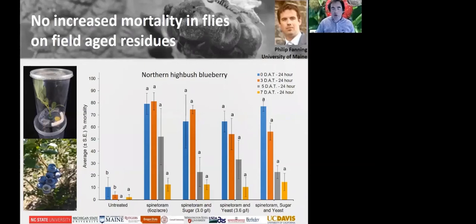What we did is we'd spray these in the field, bring them back into the lab and put them into a little bioassay container, which is the top picture on the left. We'd introduce spotted-wing Drosophila and assess their mortality. One thing you'll notice is, for the most part, there was a lot of variation within our data, but looking across the treatments within the different colors, we really didn't see in the field a strong effect of these phagostimulants or feeding stimulants on at least spinetoram or Delegate's efficacy.